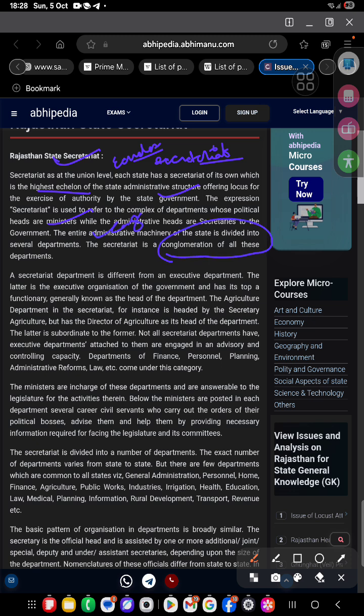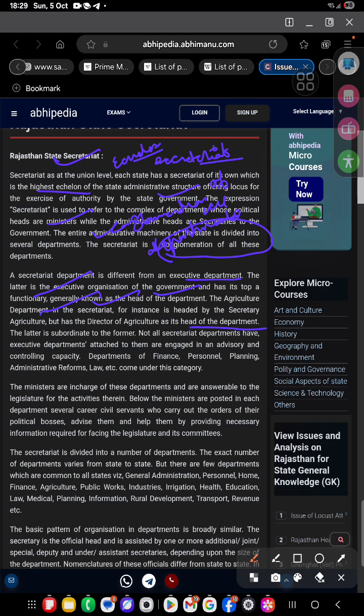So it is the conglomeration of all departments. The Secretariat is different from the executive department. The latter is the executive organization of government and has its top functionary, generally the head of the department. The agriculture department in the secretariat, for instance, is headed by the secretary of agriculture, but the director of agriculture is the head of the department. Okay, and the latter is subordinate to the former.